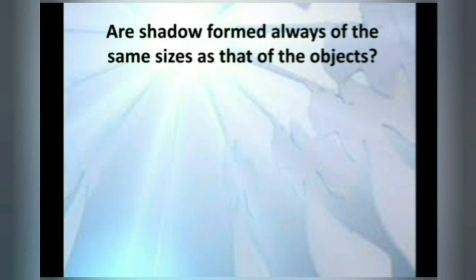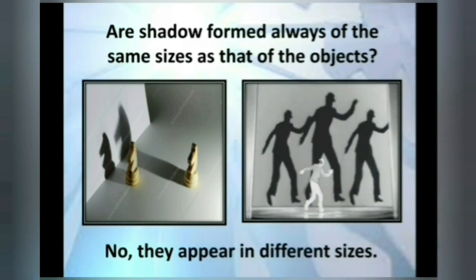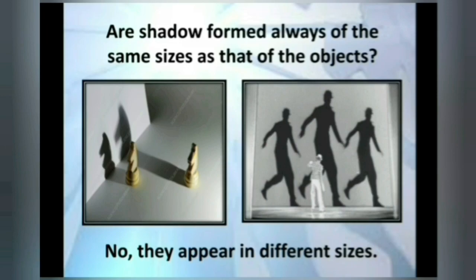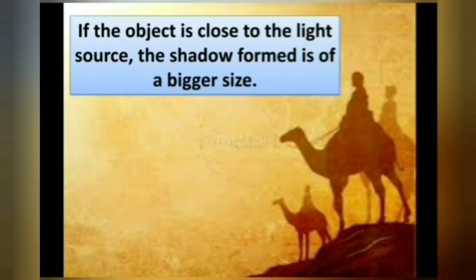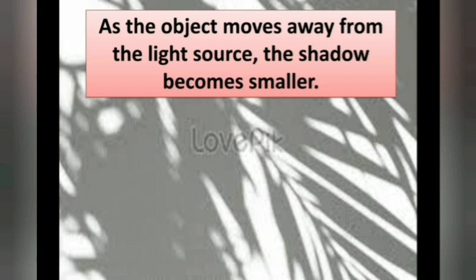Are shadows formed always of the same sizes as that of the objects? No, they appear in different sizes. If the object is close to the light source, the shadow formed is of a bigger size. As the object moves away from the light source, the shadow becomes smaller.